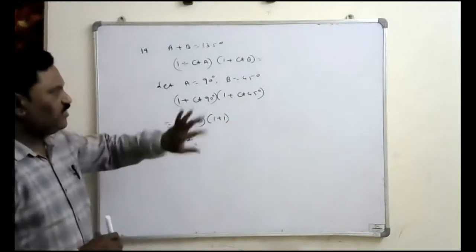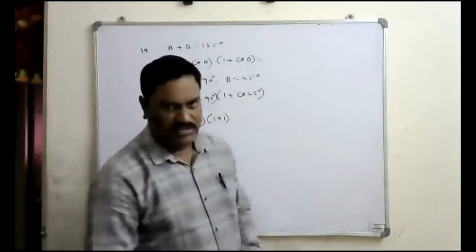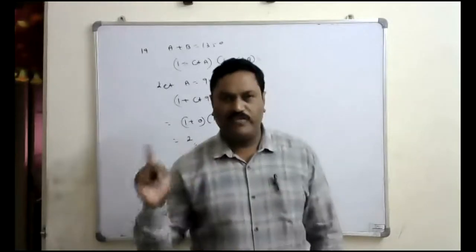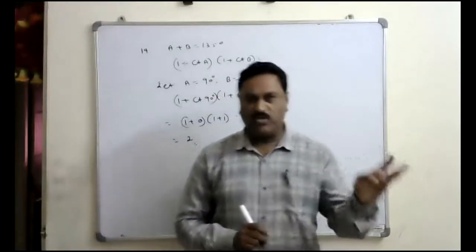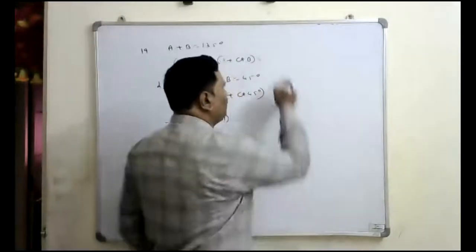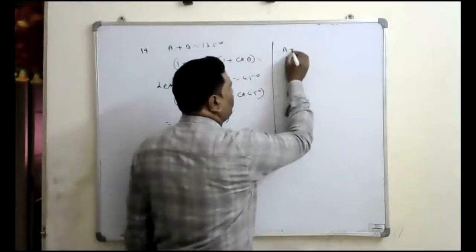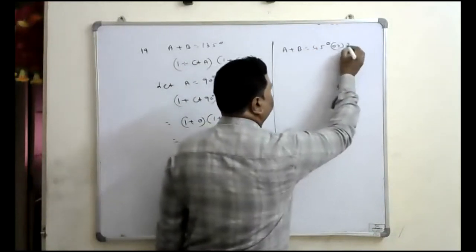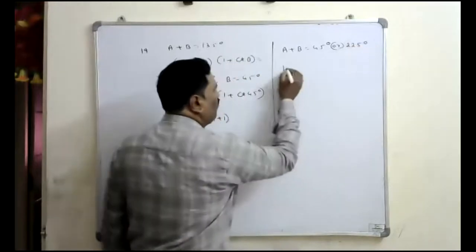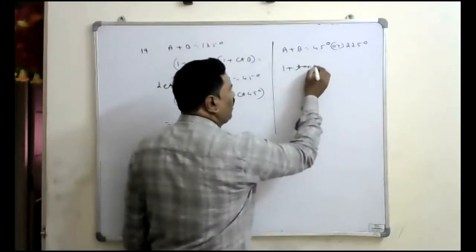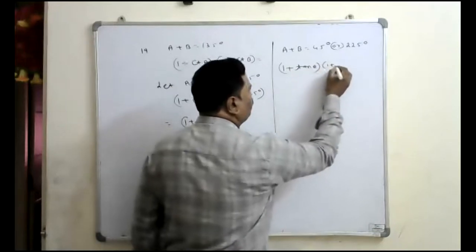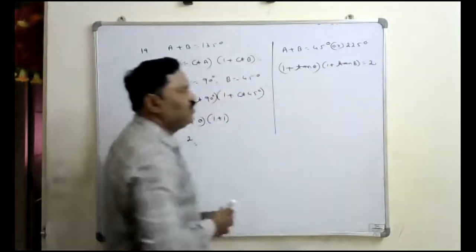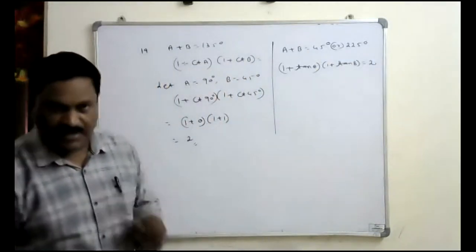This is also a result we have to remember, because I just gave one result to you: if a plus b is 45 degree or 225 degree, means if the angle lies in the first quadrant or the third quadrant, then the result is that 1 plus tan a into 1 plus tan b is equal to 2. So that is the result in terms of tan.